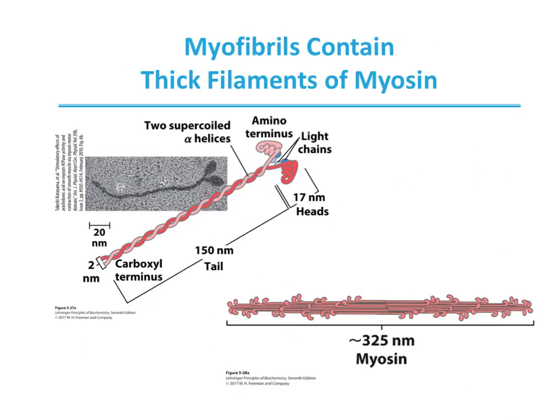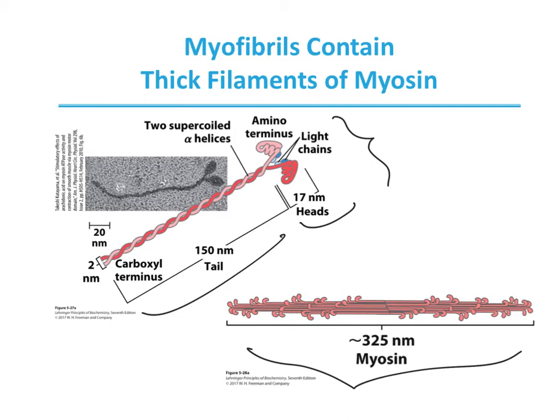Myosin is composed of two heavy chains, shown here in shades of pink, that form an extended coiled coil known as the tail. And then the amino termini have globular domains. These are known as the head. So you have the tail here and the heads here. Two light chains shown in blue are associated with each myosin head. Myosin aggregates to form a thick filament shown here. So these are the heads in the filament.